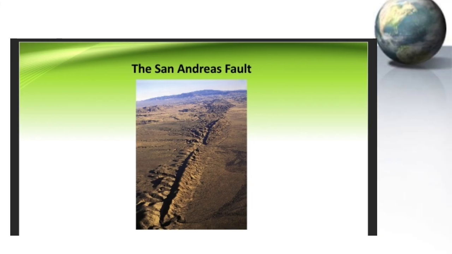The next one is the San Andreas Fault. The image is an aerial view of the San Andreas Fault, a major continental transform fault in California. The fault line is clearly visible as a long, linear feature running through the landscape, marked by a distinct break in the terrain. This fault is the boundary between the Pacific Plate and the North American Plate, and its movement is responsible for many earthquakes in the region.